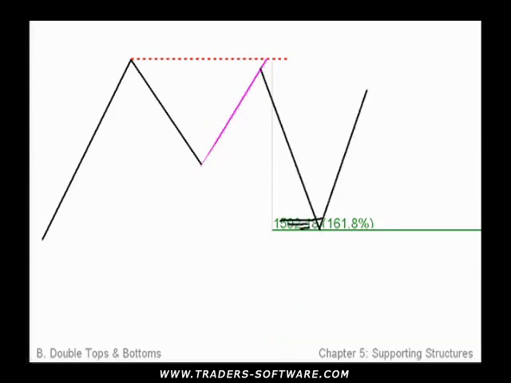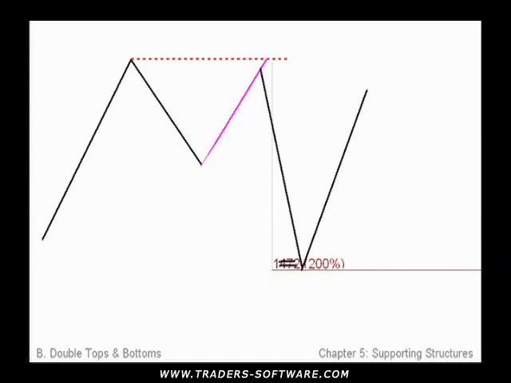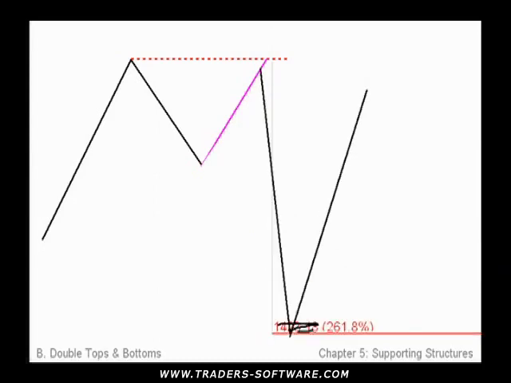Here is the 161 extension bounce. And here it bounces off of the 200% extension. And here you see price action bouncing off of the 261%. You'll see this scenario a lot more. This is a very reliable pattern, a very reliable extension level for double tops and bottoms. And this will be a very, very good supporting structure at the 261% extension using double tops and bottoms.